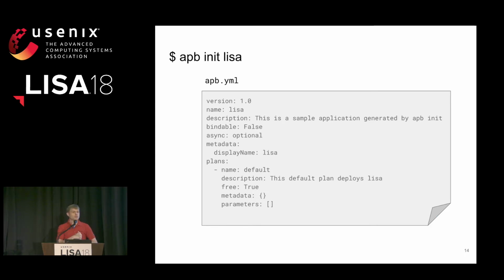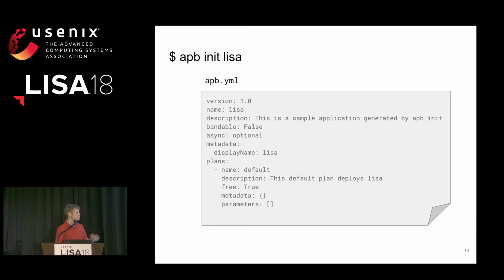So we have a tool that can help you get off the ground with this and get started. It's called APB. I'll explain that name on the next slide. But you can APB init and give it some name. So I chose Lisa here. And it'll give you a skeleton for this container image that you need to create. It starts with this metadata file that expresses all the basic metadata about your service you want to make available for self-service provisioning. So we have a version, a name, a description, some other metadata.